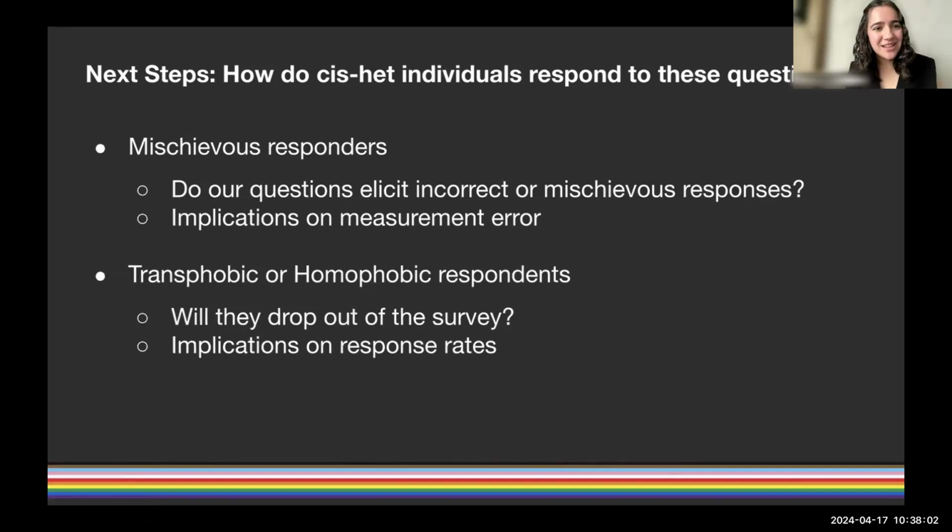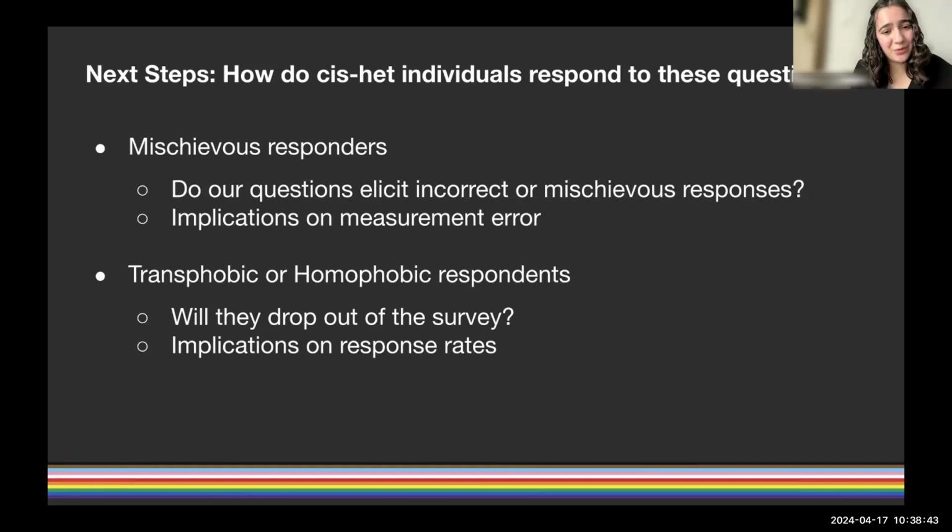So, some next steps: you always have mischievous responders. We have them in our own sample, and that is likely to increase when you have a cisgender heterosexual sample, given our question, which may elicit incorrect or mischievous responses. Straight being defined in the way that it is, which a lot of people in the community disagree with, is sometimes necessary to define in some way, just because you're working with different populations. But it is important to consider how these more representative measures might increase mischievous responders, particularly in people outside the LGBTQI plus community. And what are the implications for this in measurement error as well?